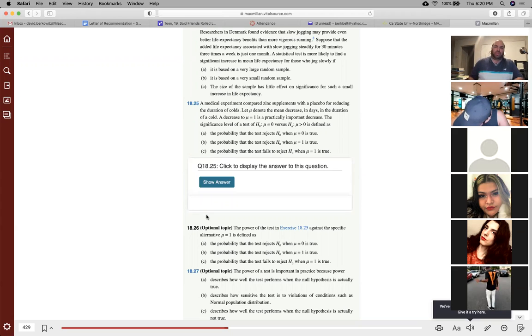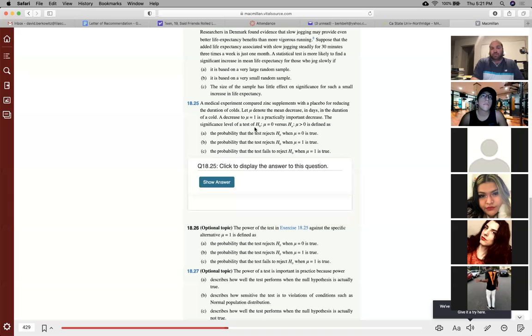So, a medical experiment compared zinc supplements with a placebo for reducing the duration of colds. Mu is the mean decrease in days in the duration of a cold. A decrease to mu equals 1 is a practically important decrease, not significantly, but practically. You get better 1 day earlier. You get back to work, to productivity, to school, whatever the case may be.